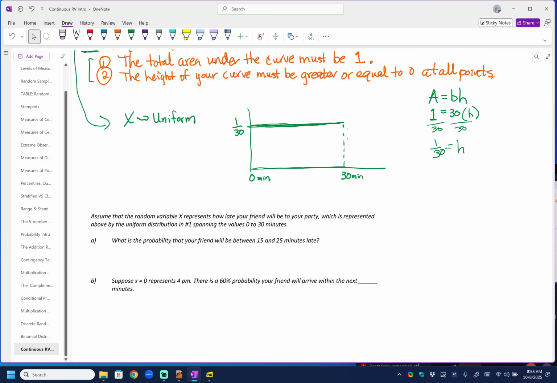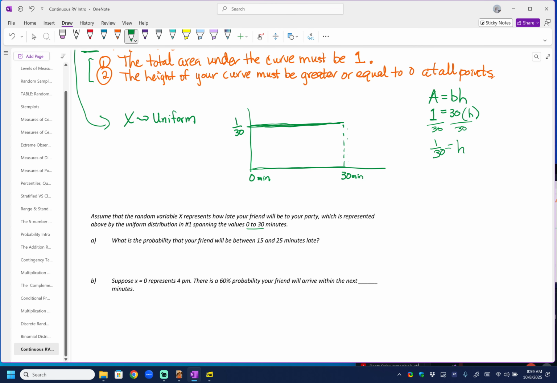Assume that the random variable x represents how late your friend will be to the party, which is represented by the above uniform distribution spanning the values 0 to 30 minutes. What is the probability that your friend will be between 15 and 25 minutes late?